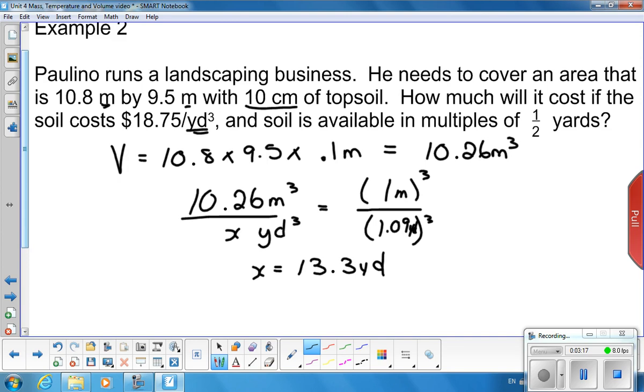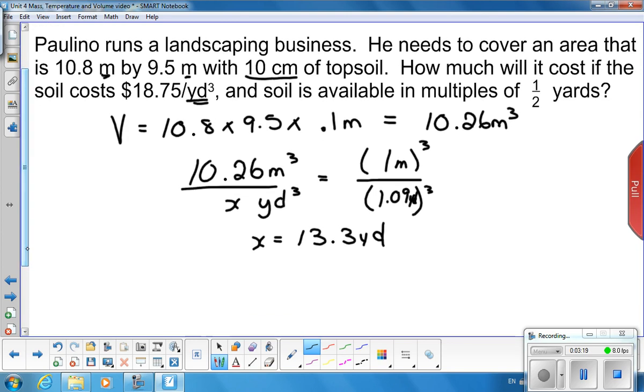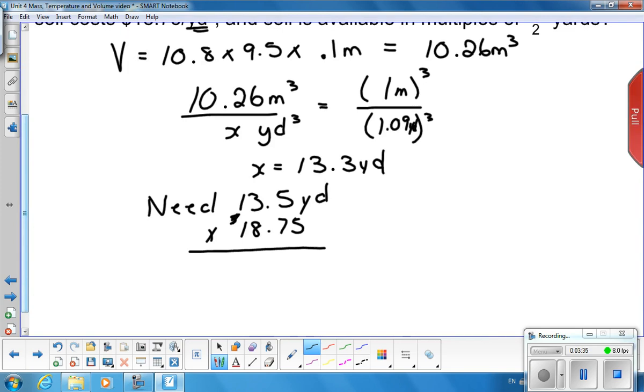Our question tells us that the soil is only available in multiples of half yards, so I will actually need 13.5 yards. 13.5 yards times the cost of $18.75 per yard. Multiplying gives me a total cost of $253.13.